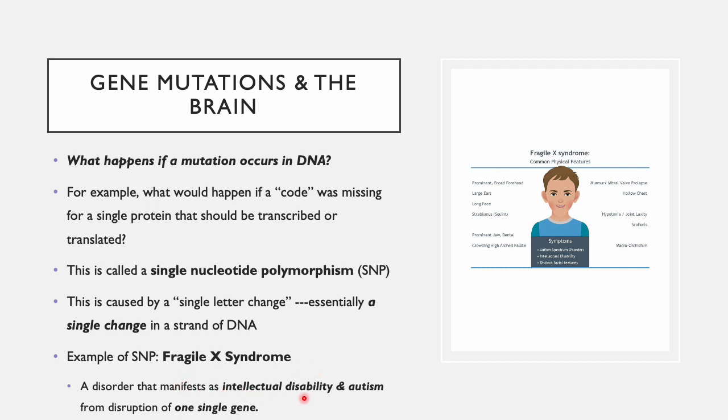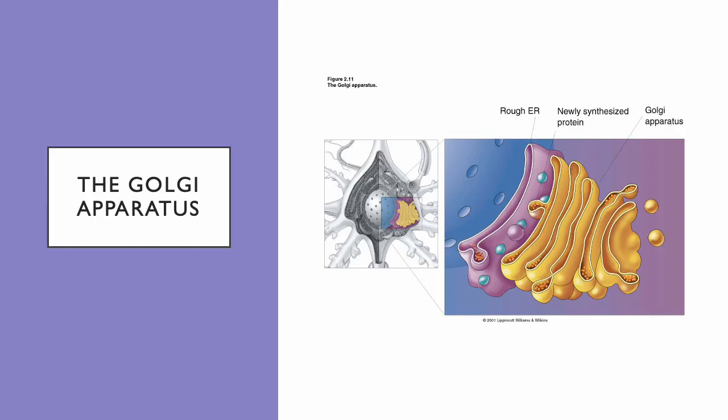This is a disorder that manifests itself as intellectual disability and autism from disruption of one single gene. And as you can see, in addition to inducing intellectual disability, it also presents phenotypical traits and changes in facial structure. And this is caused by a single letter change. However, most SNPs do not affect a person, and you will not actually see physiological or behavioral changes from the single letter change.